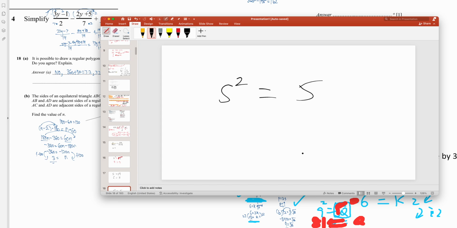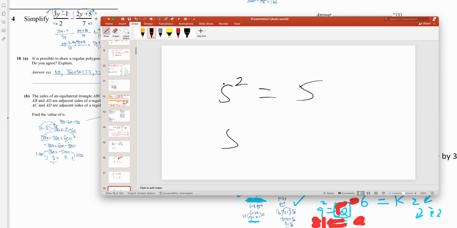Can you use calculator? No. Why not? I want to find S. Yeah, but I got S square. How do you get S square to S? What do you do?